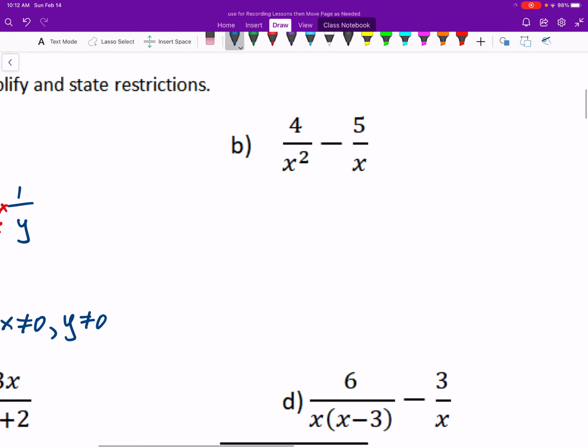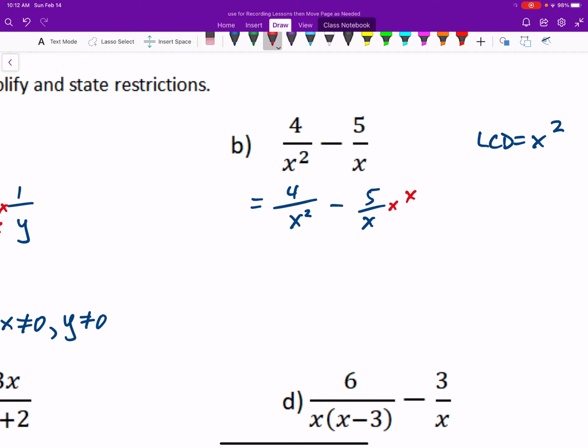Sometimes, in order to get a common denominator, we don't have to just multiply them together. If I was to multiply these two denominators together, I'd get x cubed. But since x is a factor of x squared, I can use x squared as my lowest common denominator. So in this case, all I have to do is multiply the second fraction by x, top and bottom, and then I'll have the common denominator that I need.